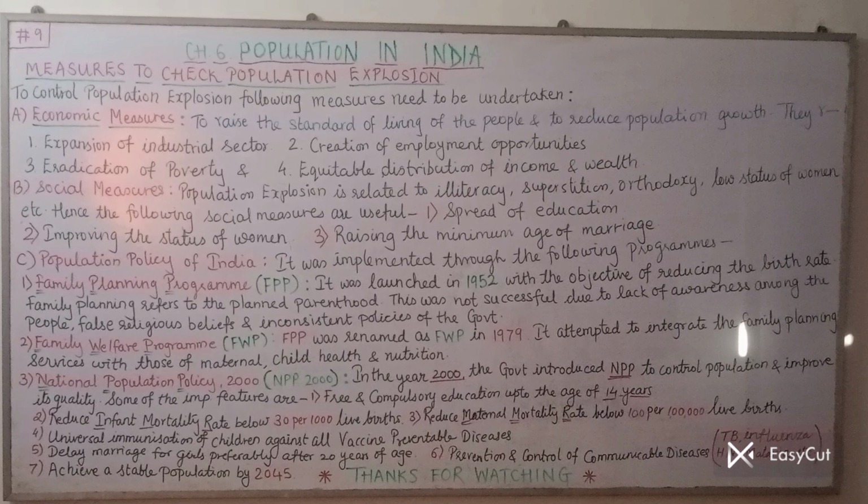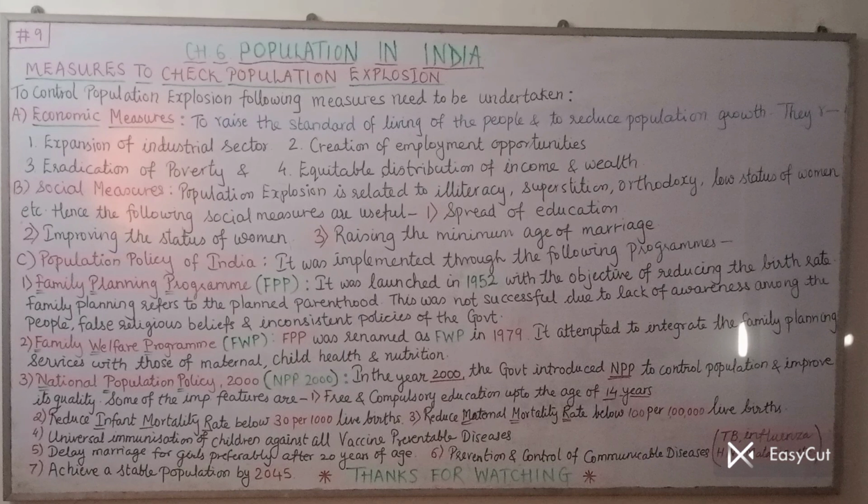Second, reduce infant mortality rate, that means IMR. Reduce IMR below 30 per 1000 live births. That means infant health should be taken care of. Then third objective of the policy was to reduce MMR, maternal mortality rate. See here, mortality means death. Maternal mortality means the death of the women while giving birth to the child. That is called maternal mortality rate. So the objective of the policy was to reduce MMR below 100 per 1 lakh live births.